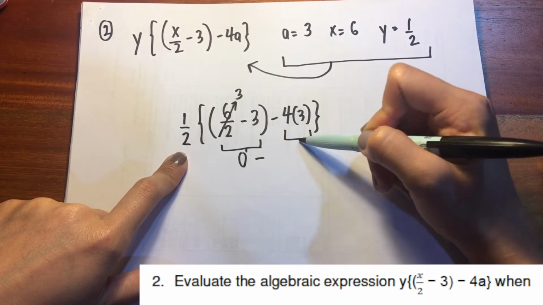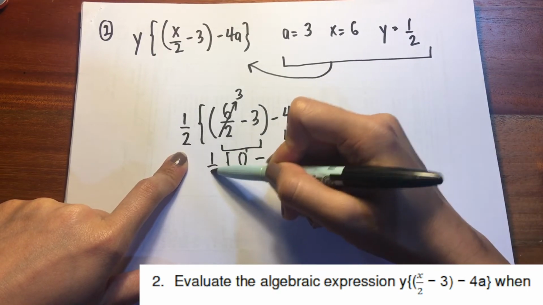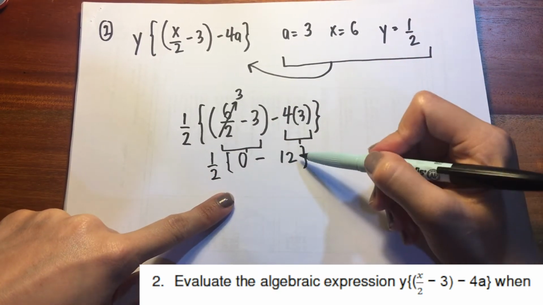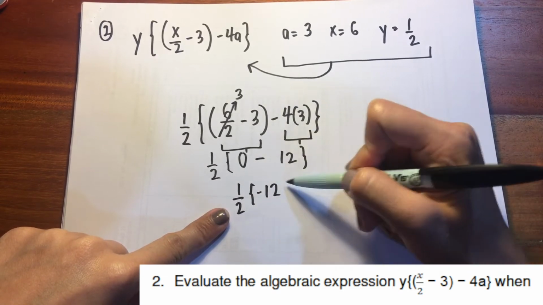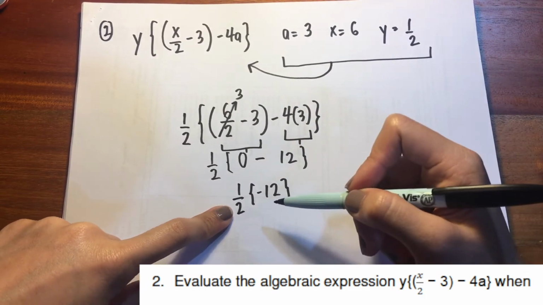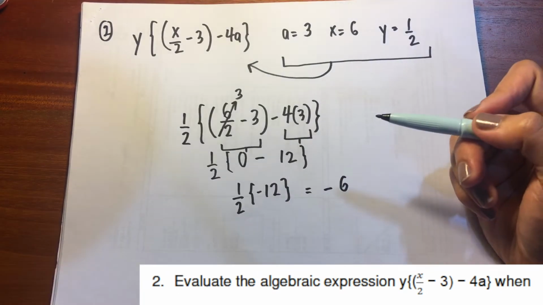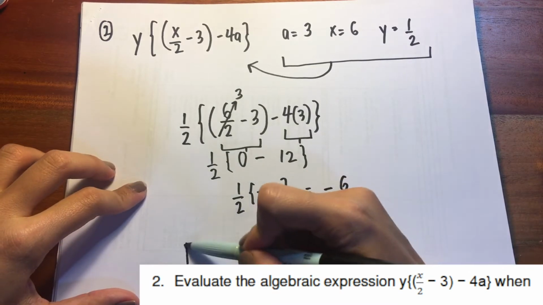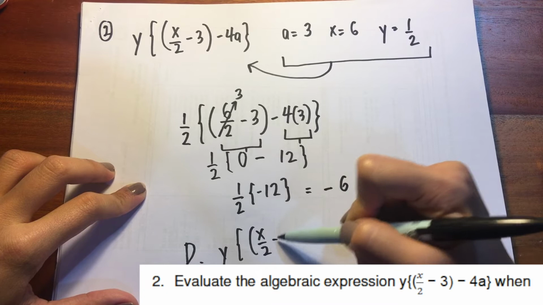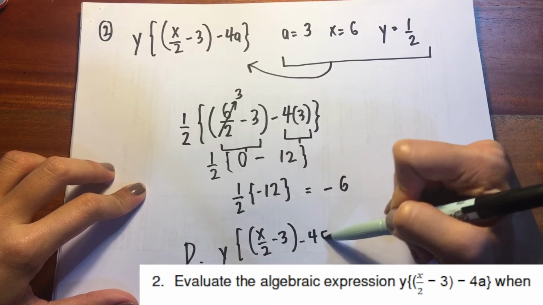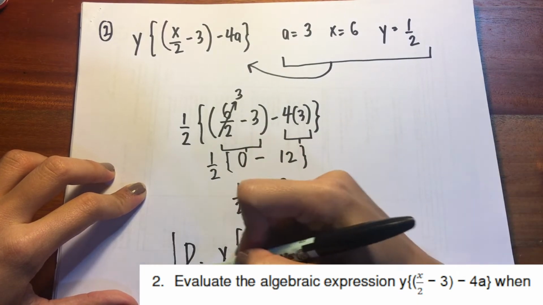What is 4 times 3? 4 times 3 is 12. So now we have 1/2 of 0 minus 12. That's equal to 1/2 of negative 12. So 1/2 times negative 12 is equal to negative 6. So the answer is letter D. y times (x over 2 minus 3 minus 4a) is equal to negative 6.